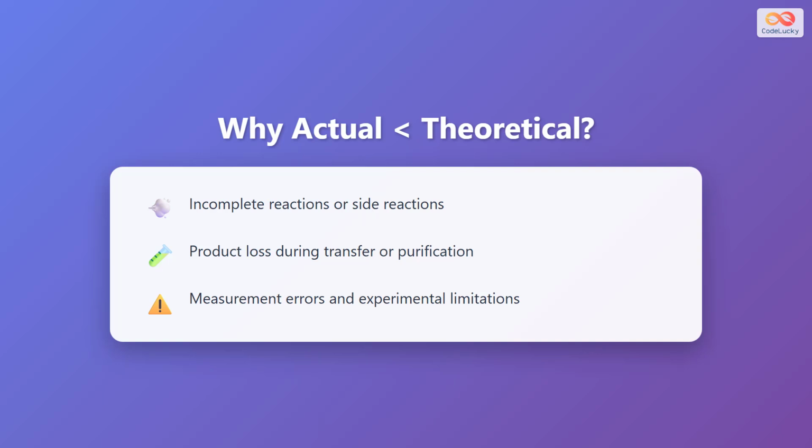You might wonder why the actual yield is usually less than the theoretical yield. There are several reasons. Reactions may be incomplete, or side reactions might occur. Product can be lost during transfer or purification steps. Measurement errors and experimental limitations also play a role. These factors are normal in real chemistry experiments.